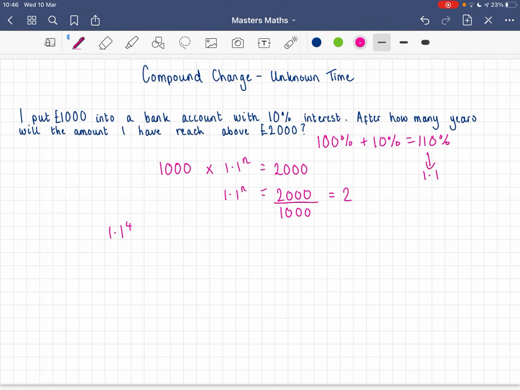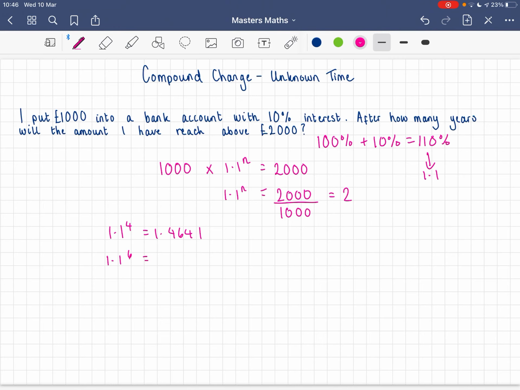which gives me, and again, I'm literally typing it in my calculator and seeing what I get. That gives me 1.4641. So it's still too small. It's quite a bit too small. It's like 0.6-ish, too small. So I'm going to go bigger again. I'm going to go 1.1 to the power of 6.